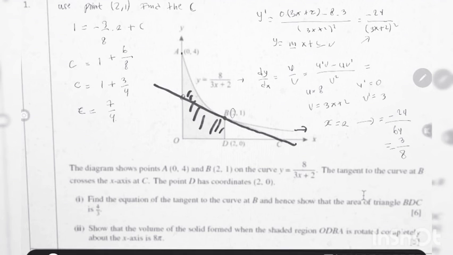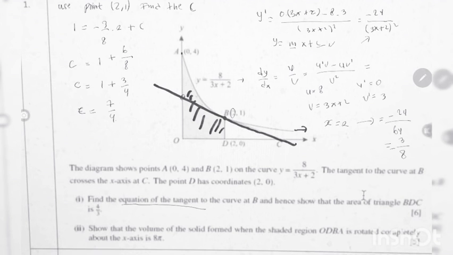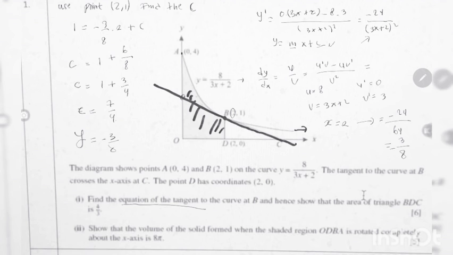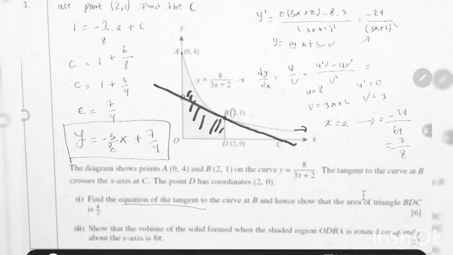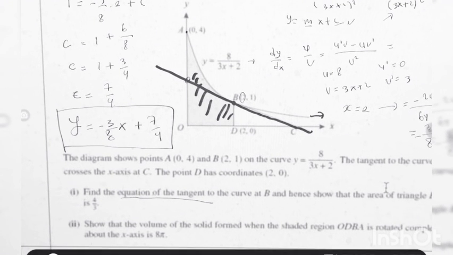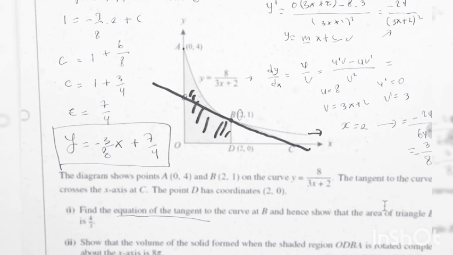Then our line equation of the tangent is y equals mx plus c. Our m is negative 3 over 8x, and then plus 7 over 4. This is what we call the line equation of the tangent, right? Then we need some space, right?